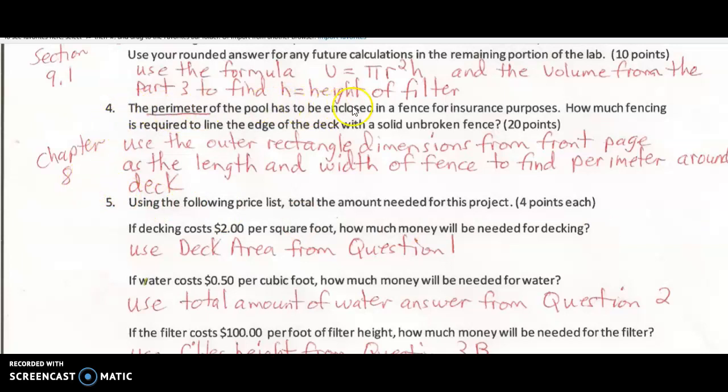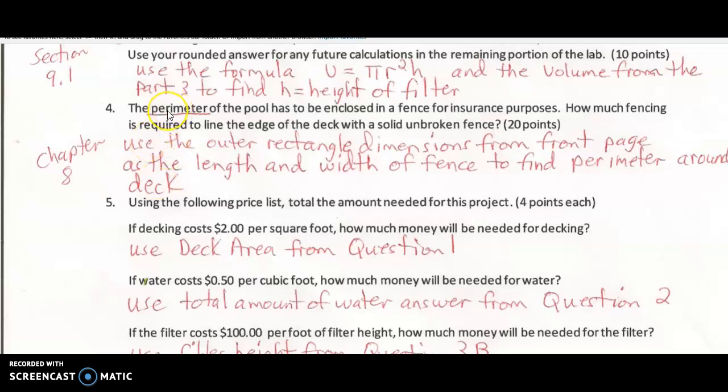The perimeter of the pool has to be enclosed in a fence for insurance purposes. So to find out the amount of fencing, we have to use the outer rectangular dimensions from the front page as the length and the width of the fence to find the perimeter around the deck. So go back and look at your outer rectangle, the dimensions that you found and used in question 1.